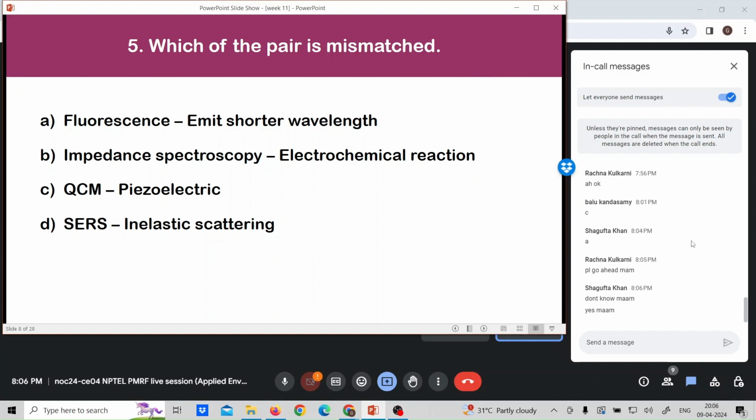So QCM refers to quartz crystal microbalance, and SERS is surface enhanced Raman spectroscopy. I guess now you know what the answer is.